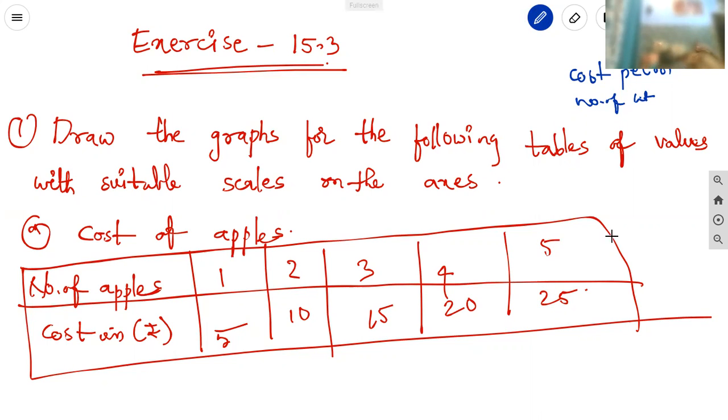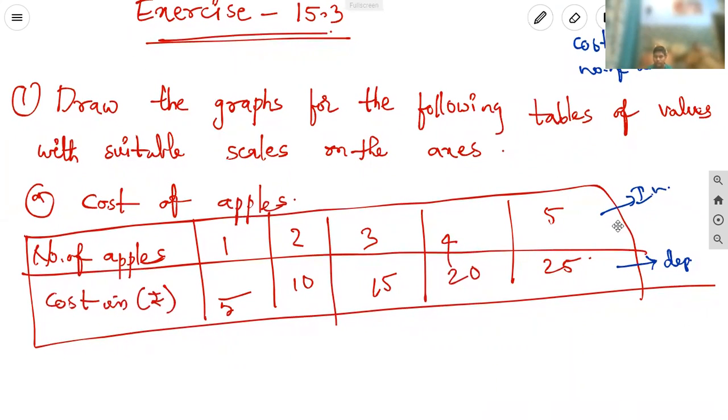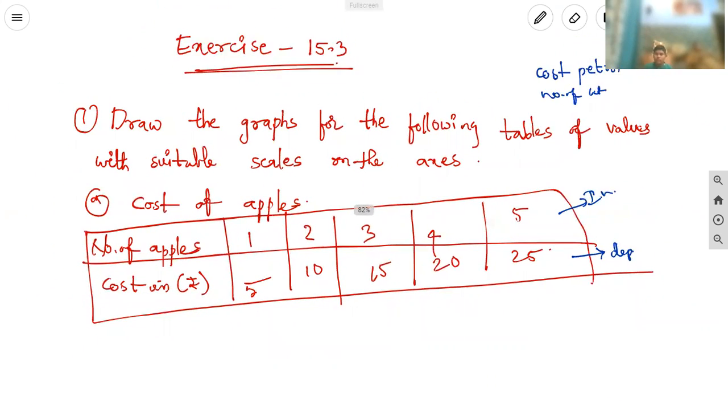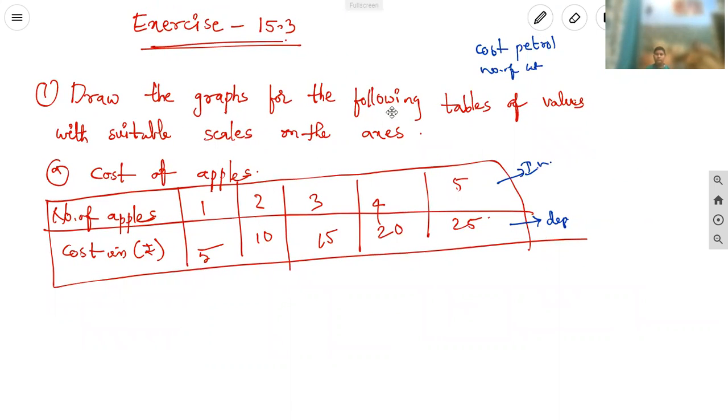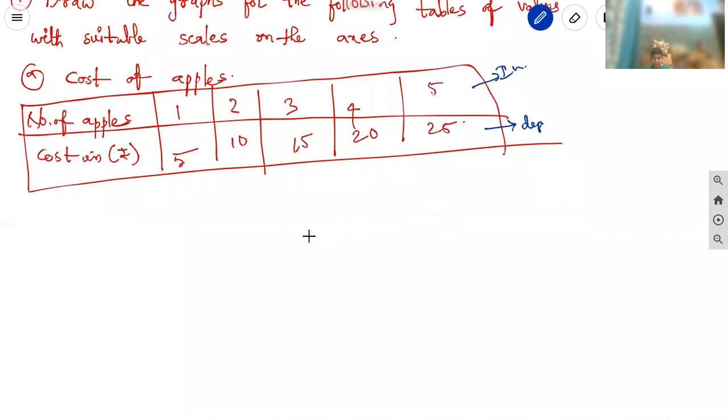In this, the number of apples is the independent variable. Cost of the apple is the dependent variable. Why? Because the number of apples cannot depend; that is our wish. But the cost is depending on the number of apples. Here, the first question in exercise 15.3: draw the graph for the following tables of the values with suitable scale on the axis. The first question is the cost of apples.